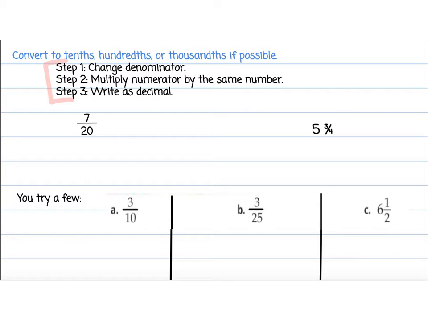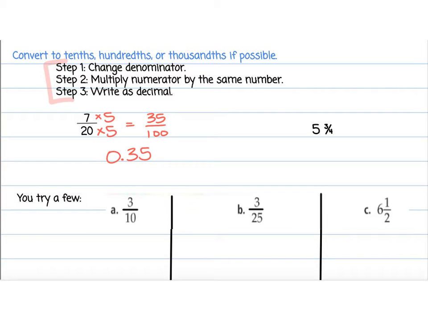So 7/20. I know that I can multiply 20 by 5 to get to 100. Whatever I do to the bottom, I also need to do to the top. 7 times 5 is 35. So now if I read that, 35 hundredths, I can write that as a decimal. 35 hundredths. And then that's it.